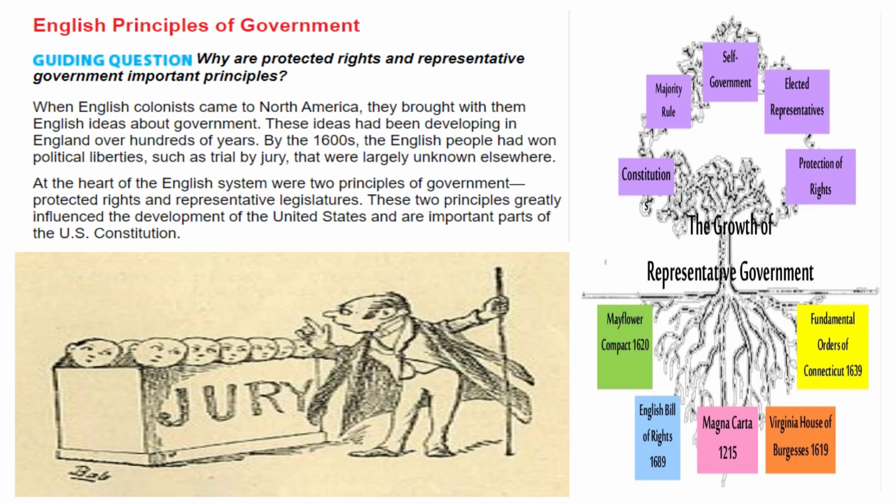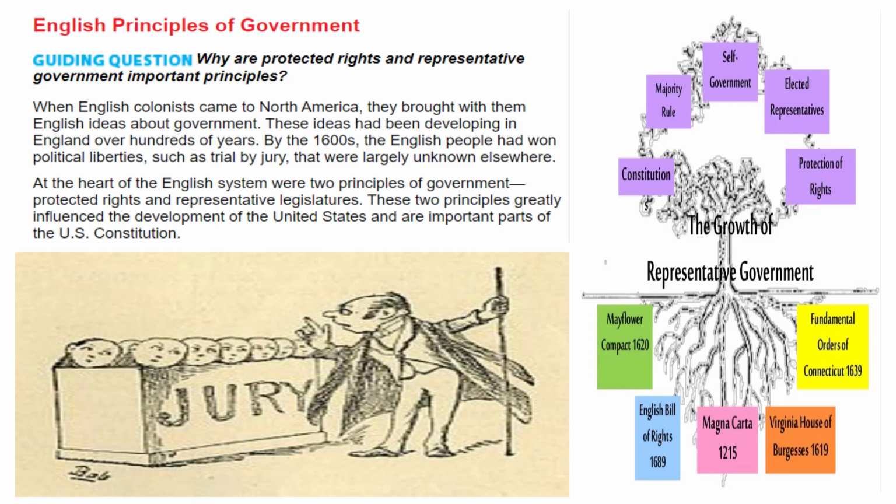English Principles of Government. When English colonists came to North America, they brought with them English ideas about government. These ideas had been developing in England over hundreds of years. By the 1600s, the English people had won political liberties, such as trial by jury, that were largely unknown elsewhere. At the heart of the English system were two principles of government: protected rights and representative legislatures. These two principles greatly influenced the development of the United States and are important parts of the United States Constitution.